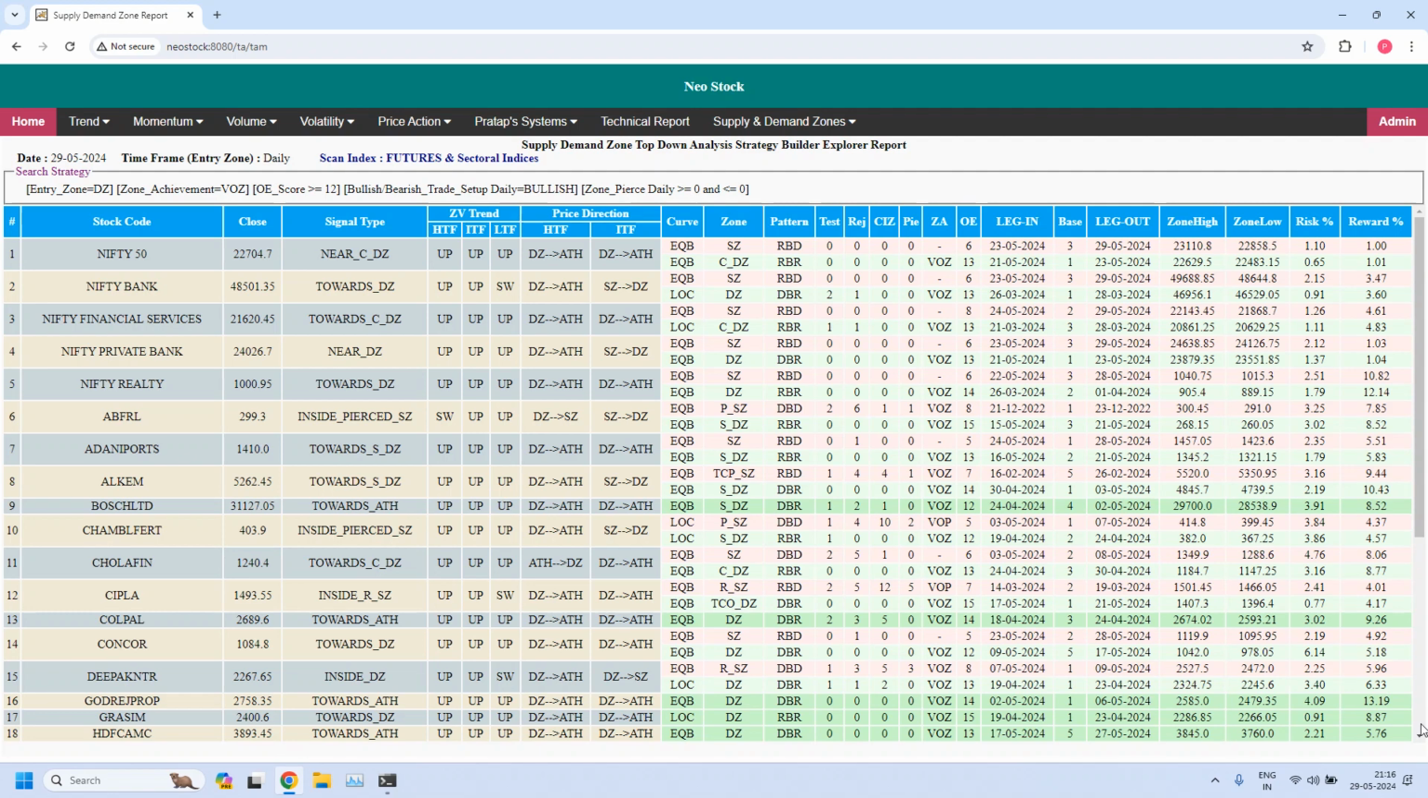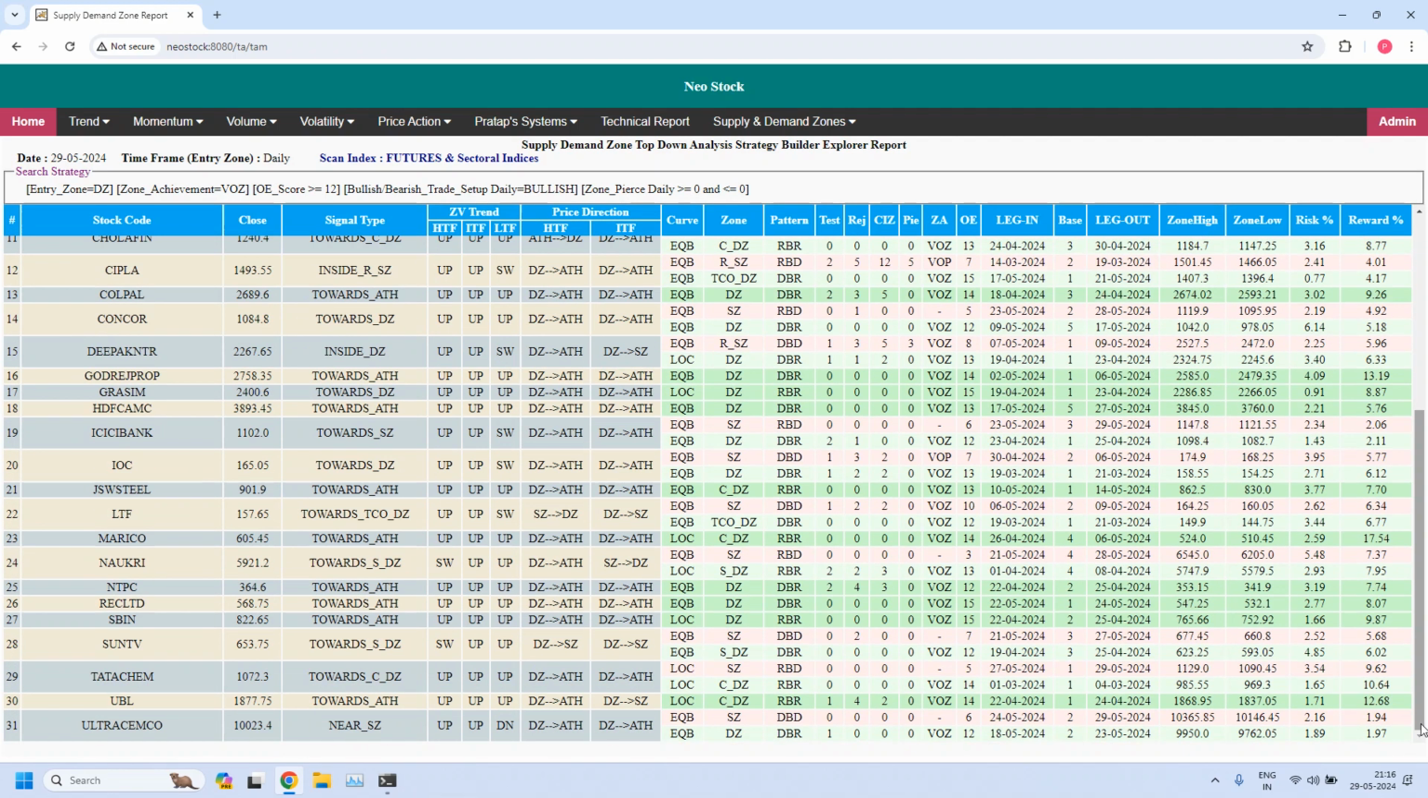So I am scrolling the list down. So 31 stocks, total 31 stocks are supporting bullish trade setup for monthly income trade.